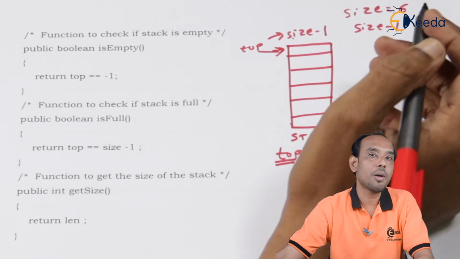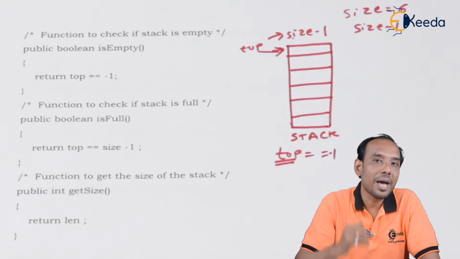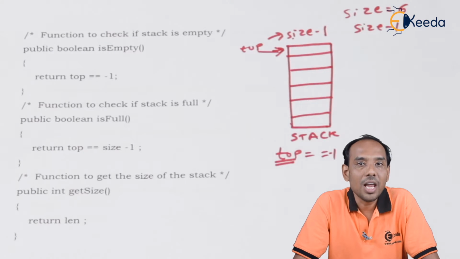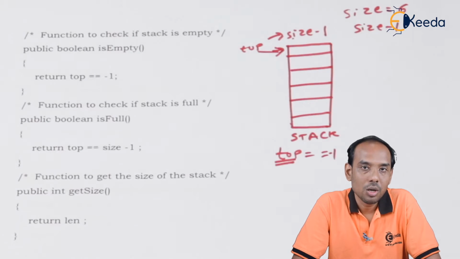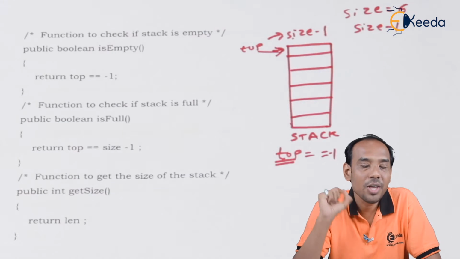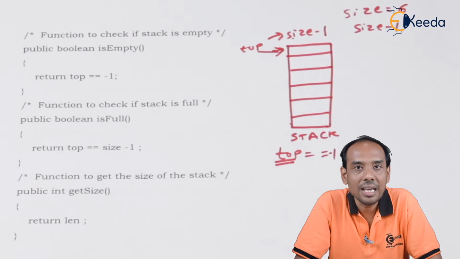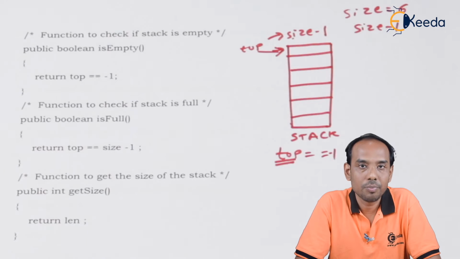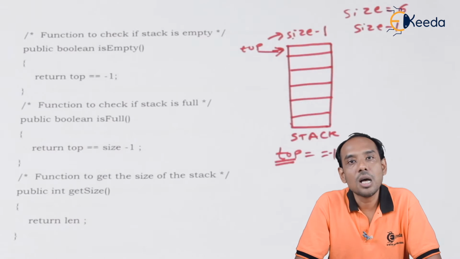Always remember, if top value is -1, it means the stack is underflow. If top value is size -1, it means we have reached the topmost value of the stack. We cannot insert any more elements into the stack since we have filled all the data elements into the stack. So while returning the top, I need to check the values of the top. If top is size -1, it is full. If top is -1, the stack is underflow, or I can say the array is underflow.